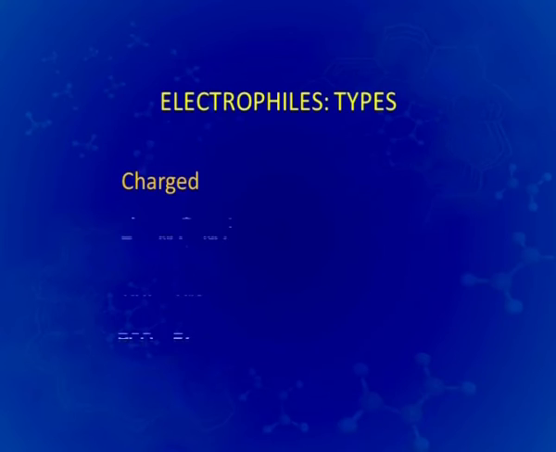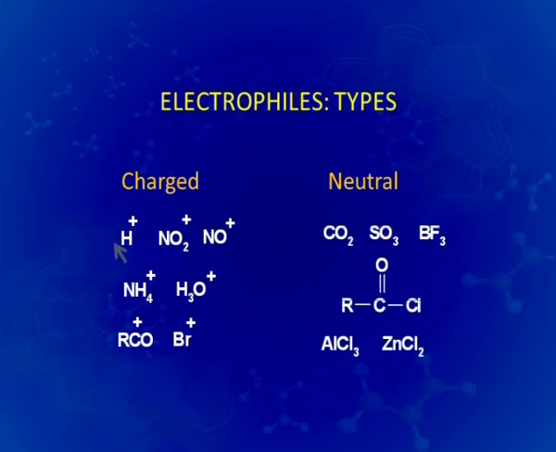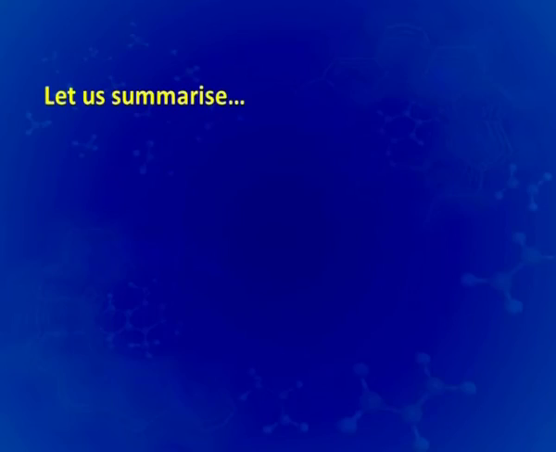Similar to the nucleophiles, even for electrophiles we have charged and neutral species. In charged we have a number of examples: nitronium ion, nitrosonium, ammonium, hydronium, acylium, and the bromonium ion also. Their neutral counterparts are CO2, SO3, BF3, acyl chloride, aluminium chloride and zinc chloride, which are also very well known Lewis acids.